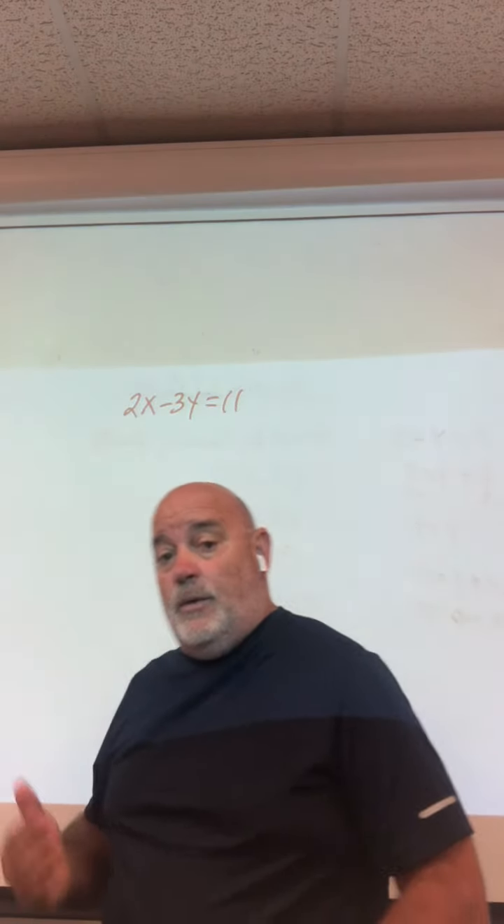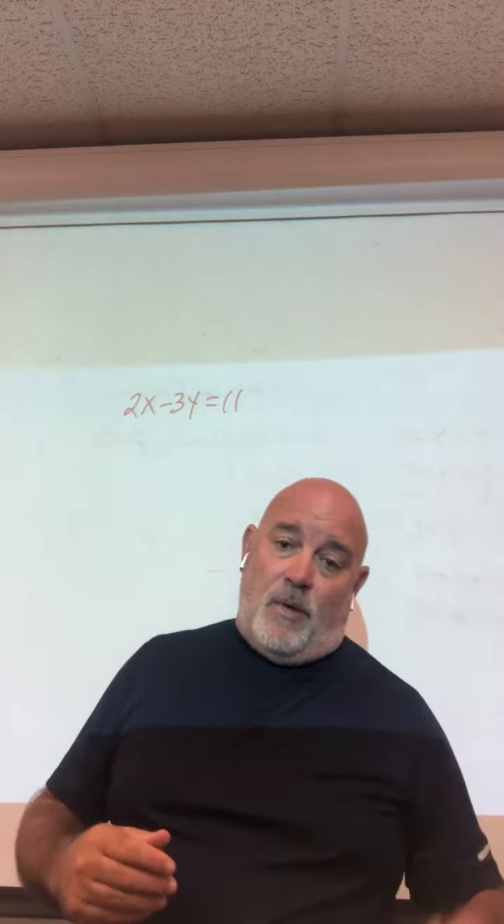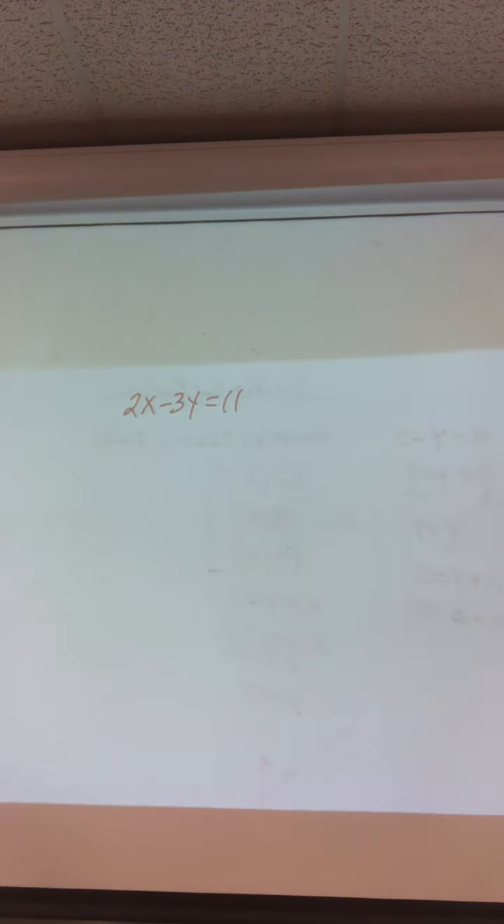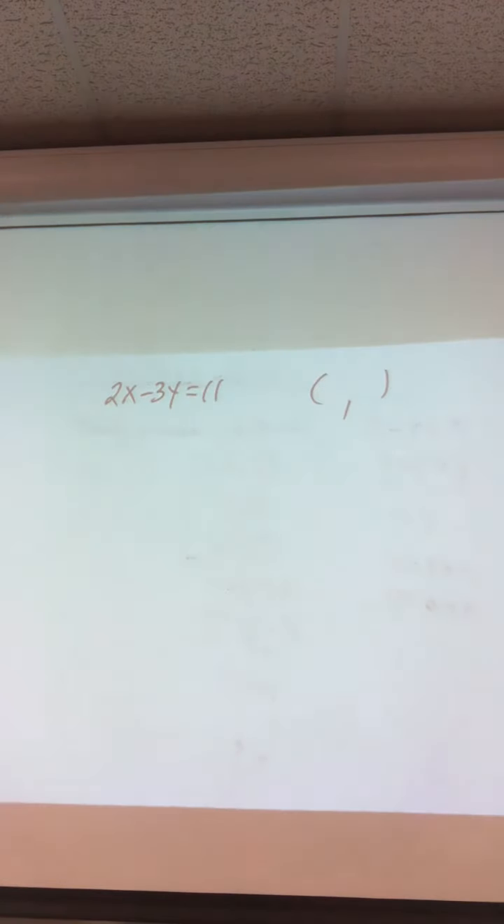So here's what we do. We're going to pick a number for x, plug it in and find y. Pick a number for y, plug it in and find x. Doesn't matter what number. But I want us to do this together because I want to make sure the numbers we pick are whole numbers. So here's what we're going to do. We're going to do one of the ordered pairs. All right, so here's what I'm going to do. I'm going to pull a number out of the air.